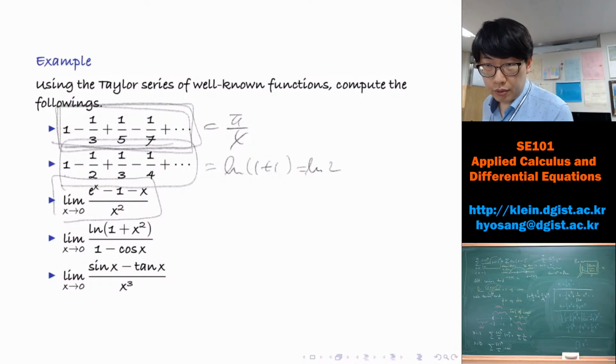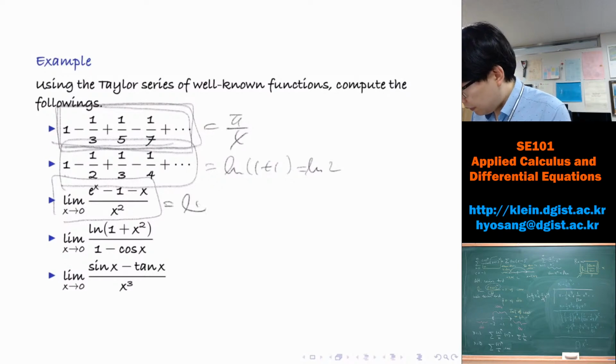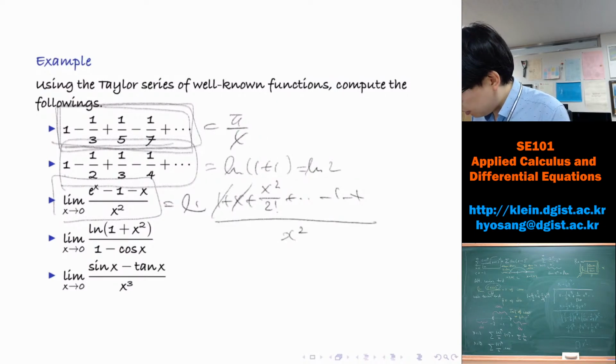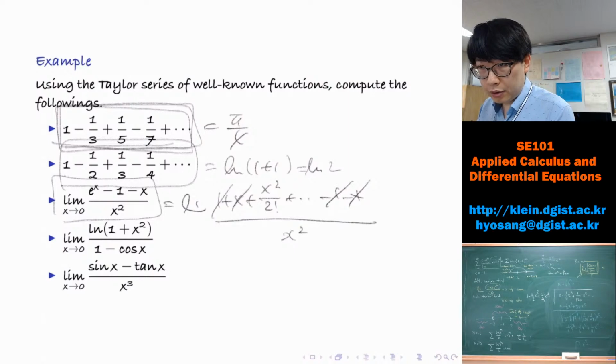So you can use L'Hopital's rule in here easily. However, you can also use the Taylor series to find the limit. If you take the Taylor series of e to the x, it's 1 plus x plus x squared over 2 factorial, and so on, and take minus 1 minus x and divide by x squared. So the 1 and x cancel out. What happens is on the numerator, the smallest degree of x is 2, and you're dividing by x squared.